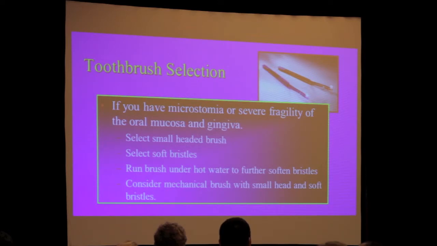Most of these are like adult periodontal type brushes. And some of them are very soft, so the bristles are very soft, and these are actually kind of cool because they're even angled back, and they're just little brushes like that. Soft bristles are good. You can get the bristles even softer by running them under warm or hot water right before you use it. That'll just soften up the plastic a little bit.